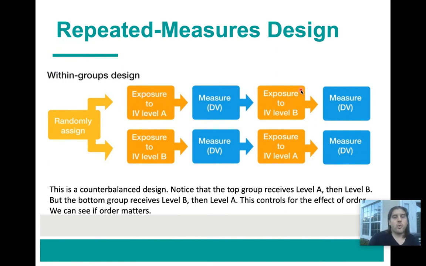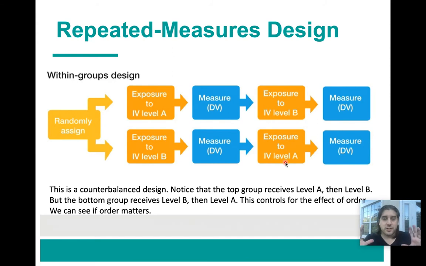So what we can do to mitigate that confound is do what's called counterbalancing. Now, counterbalancing involves flipping the order of our independent variable exposures. So we have one group of participants that gets level A and then level B. We have another group of participants who gets level B first and then level A.